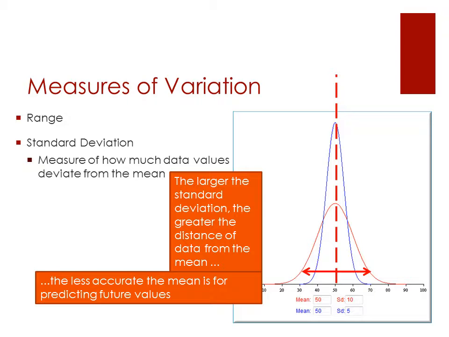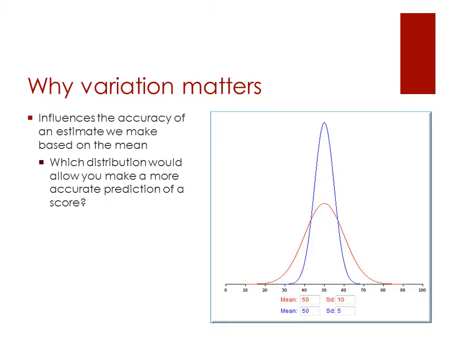And remember, this is again the goal of statistics. We want to be able to make predictions for the future. Those predictions are usually based upon the mean. So if the mean is not an accurate representation of the data values, it's also not going to give me a very accurate representation of data values for the future. So when we're looking at this, the variation determines to a certain degree the accuracy of the estimates that we make.